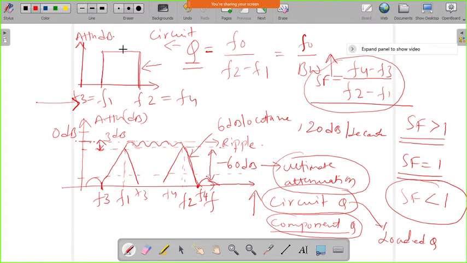In the ideal circuit, there is no roll off of 20 dB per decade or the like, so it will go to infinity. There is no slope or roll off in the ideal circuit. That's why this ultimate attenuation will go to infinite. So this is what we call the ultimate attenuation.